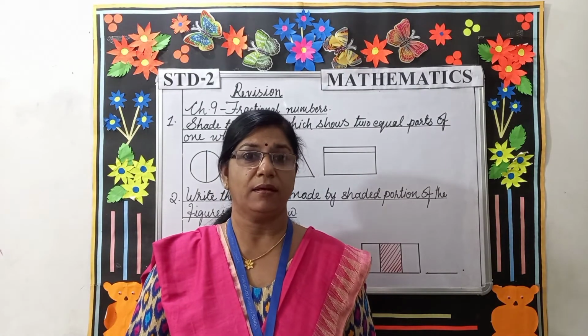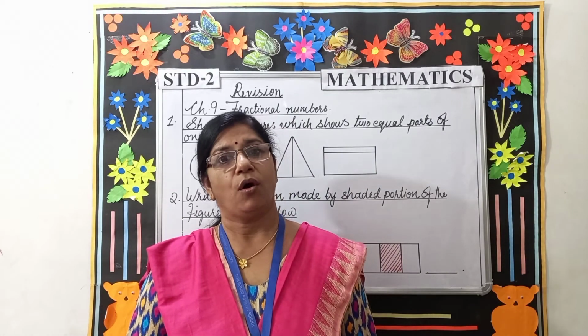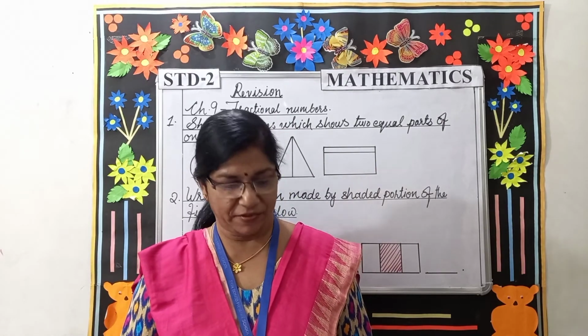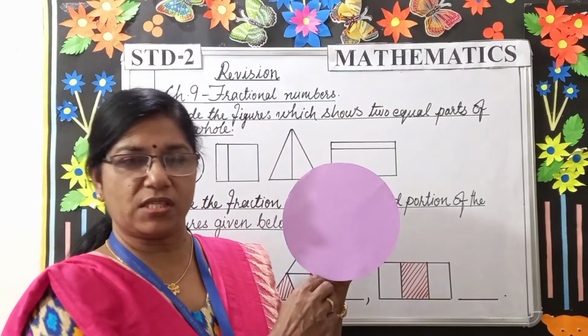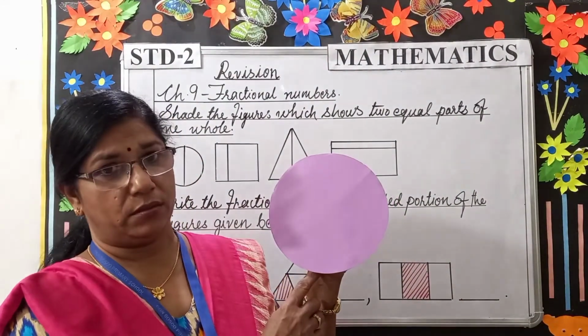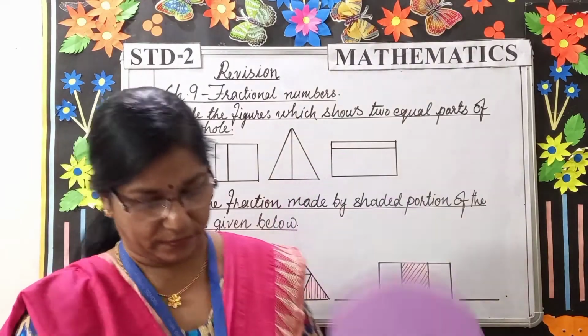Our next topic is fractional numbers. Fractional numbers are equal or unequal parts of one whole. Let's see some figures, children. Here it is a circle. Can you see, children? It is one whole. Now let us divide it.